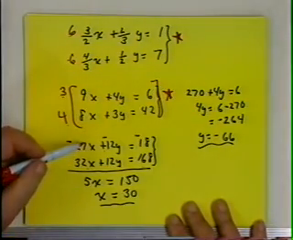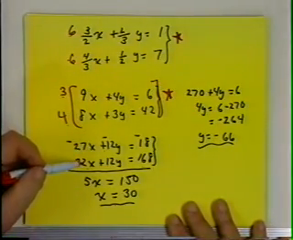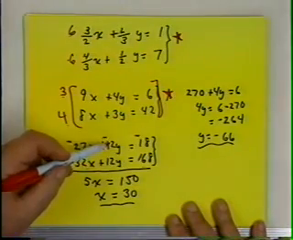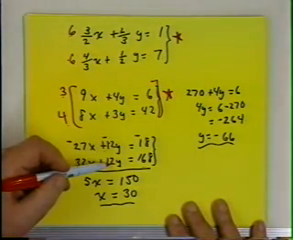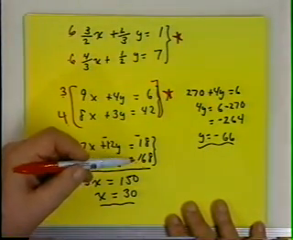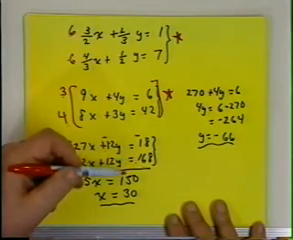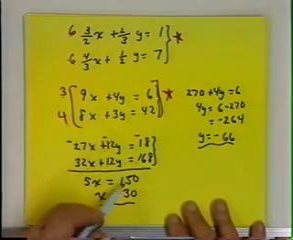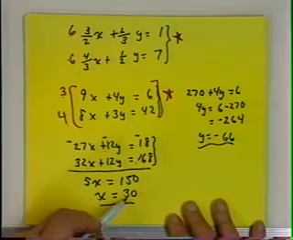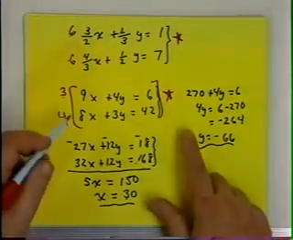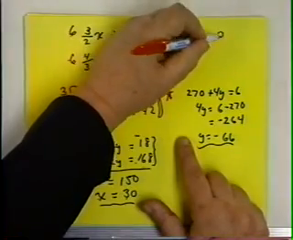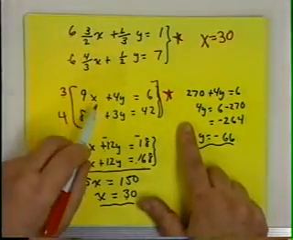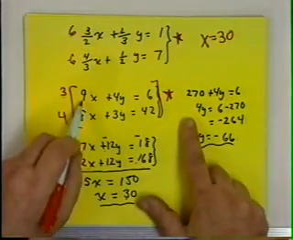Now what happens? A negative 27x and a positive 32x is 5x. Negative 12y and positive 12y drops out. Negative 18 and positive 168 is positive 150. And if 5x equals 150, x must be 30. Okay? Now, once I know that x is 30, I can replace x by 30 in this equation over here.